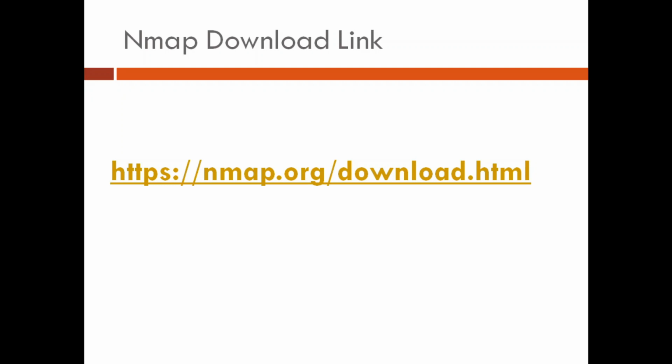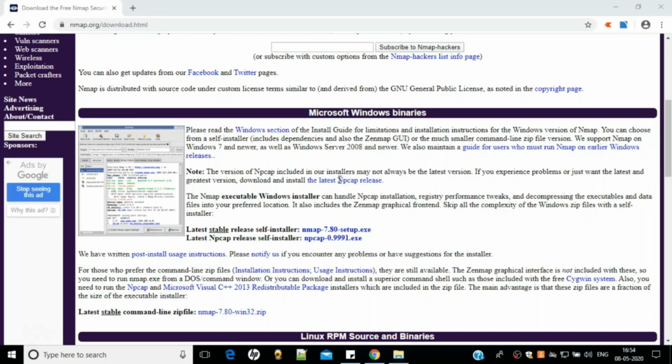So friends, go to the link nmap.org/download.html. The following page will appear. We are going to install it on Windows 10. It can be installed on Windows 7, 8 and 10. The Nmap 7.8 setup.exe. So we will click on that.